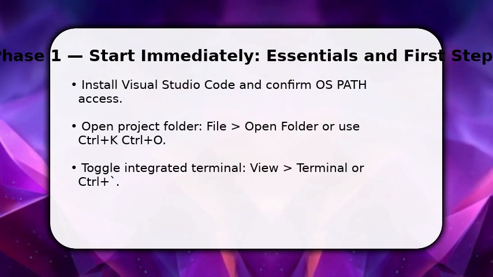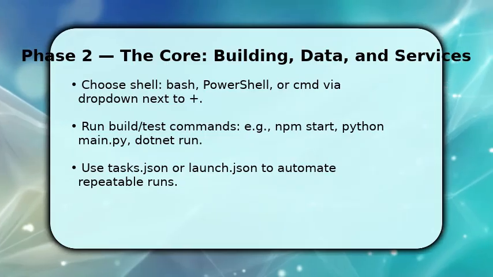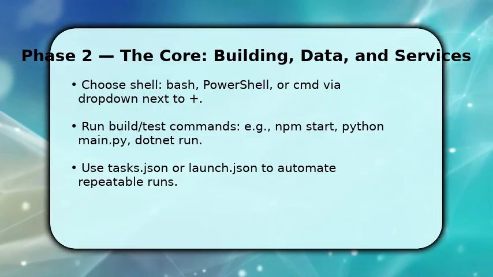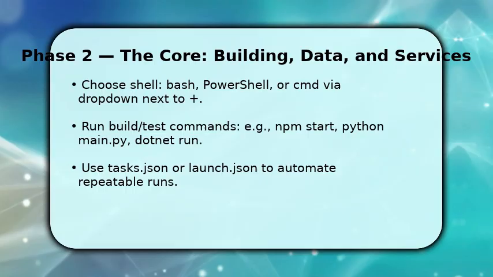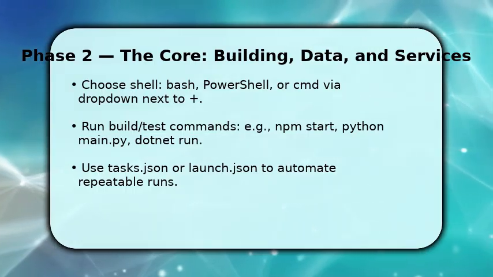You now run the commands that generate output. Select the correct integrated shell from the drop-down: Bash, PowerShell, or CMD, because different shells affect path and output formatting. Then execute your command like npm start or python main.py. Watch stdout and stderr in the terminal pane.